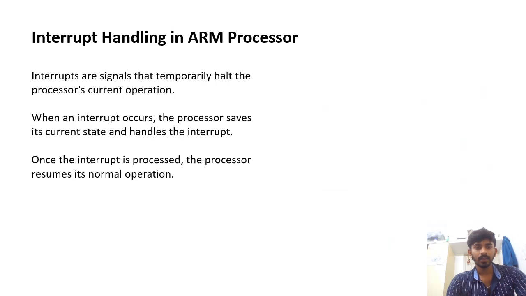Interrupt handling in the ARM processor. Interrupts are signals that temporarily halt the processor's current operation. When an interrupt occurs, the processor saves its current state and handles the interrupt. Once the interrupt is processed, the processor resumes its normal operation.